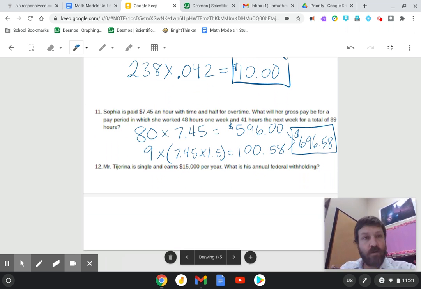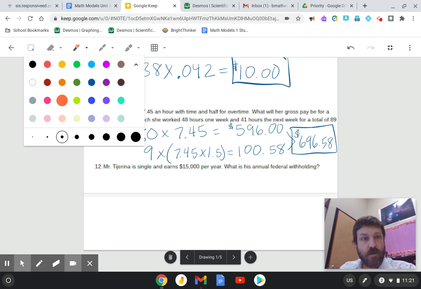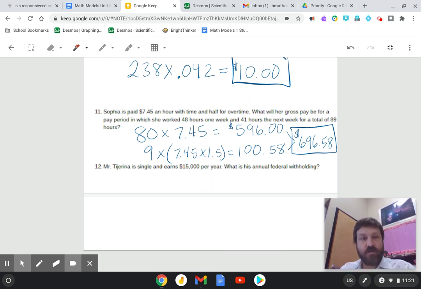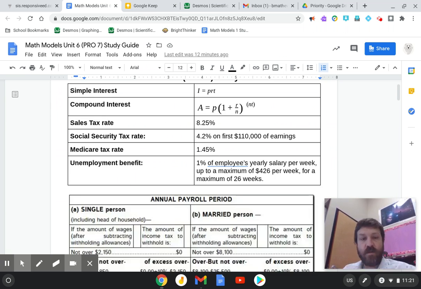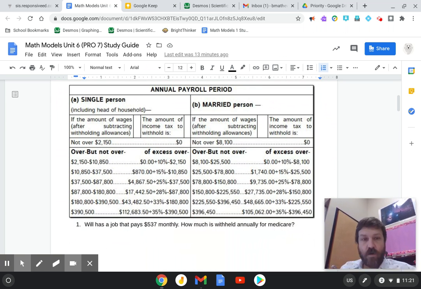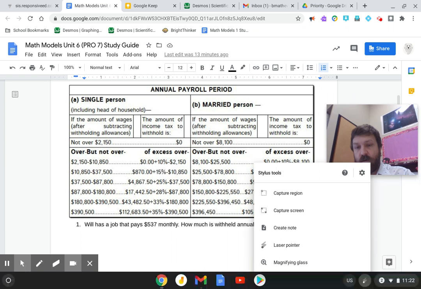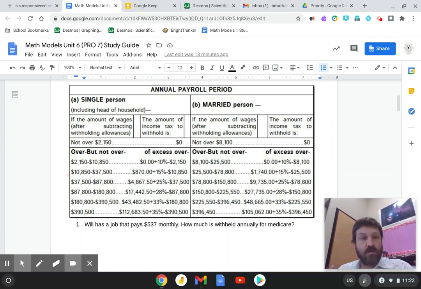All right. Next one is a tax question. Mr. Tirina is single and earns $15,000 per year. What is his annual federal withholding? That's going to come down to this chart down here. So he is in the single category, so it's going to come under the first big section here. And we need to figure out, first of all, which line does he start from? And it tells us what to do. So if he's at $15,000, he's on the second row. Oops, sorry about that. He's here. So between $10,850 and $37,500.